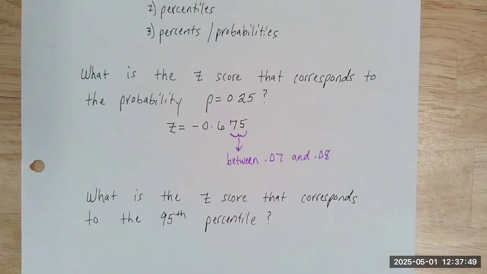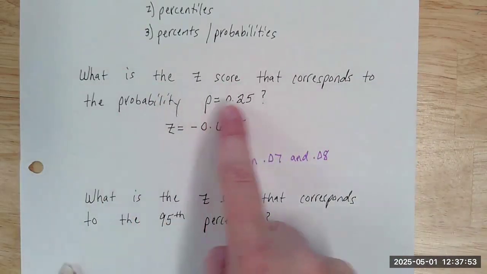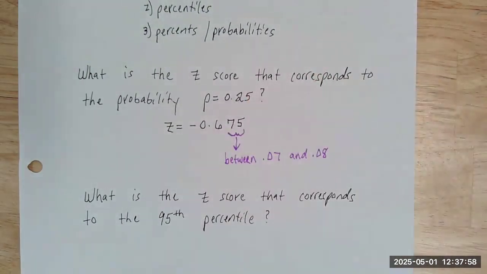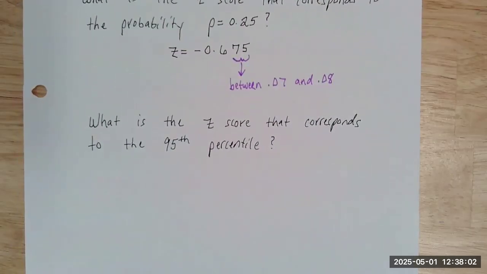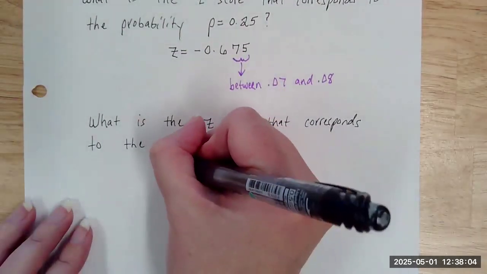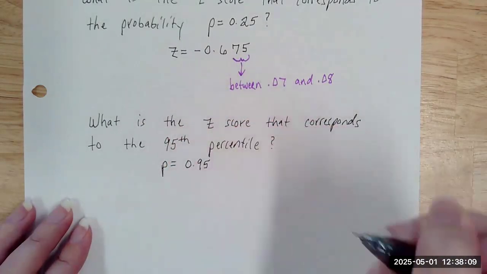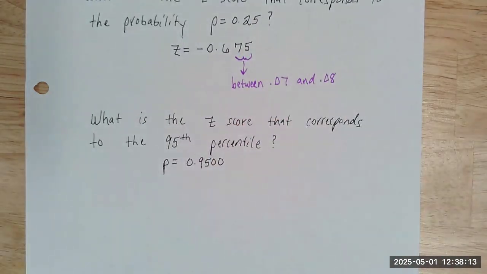So I said this differently than the last problem. I said, what is the z-score that corresponds to the probability p is equal to 0.025? That's the same thing as if I had asked you for the 25th percentile. So if I'm asking you for the 95th percentile, you're looking for p is equal to 0.95 or 0.9500 because there's 4 decimals on this page. You're looking for that. You might not be able to find exactly that. We'll want to find the thing that's the closest to it that we can.